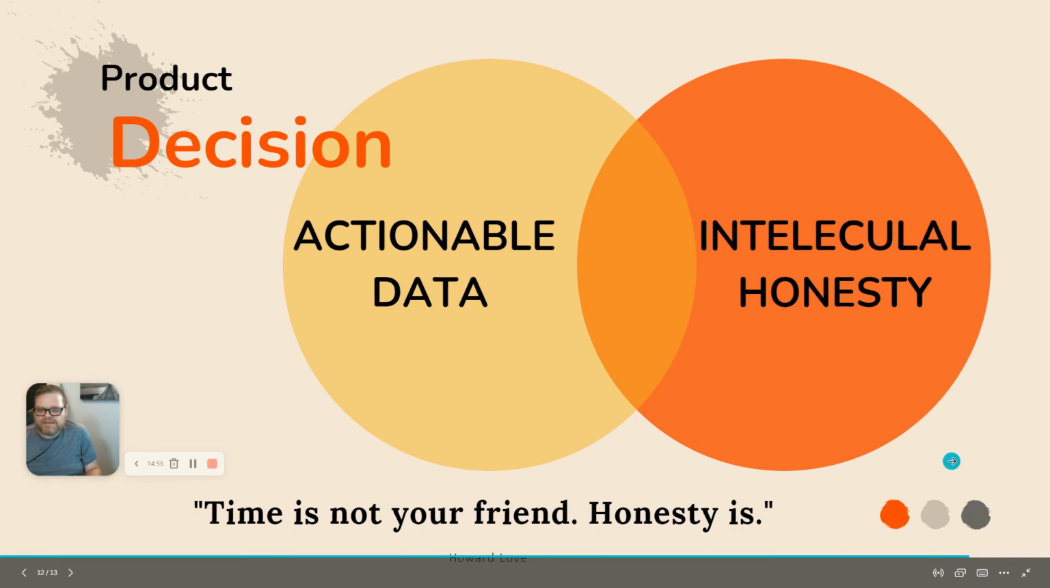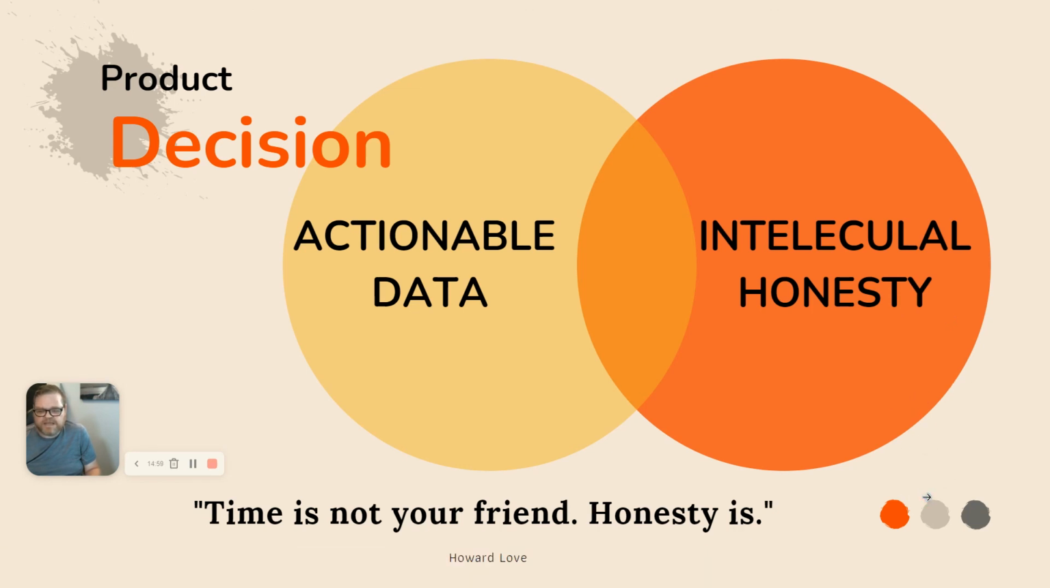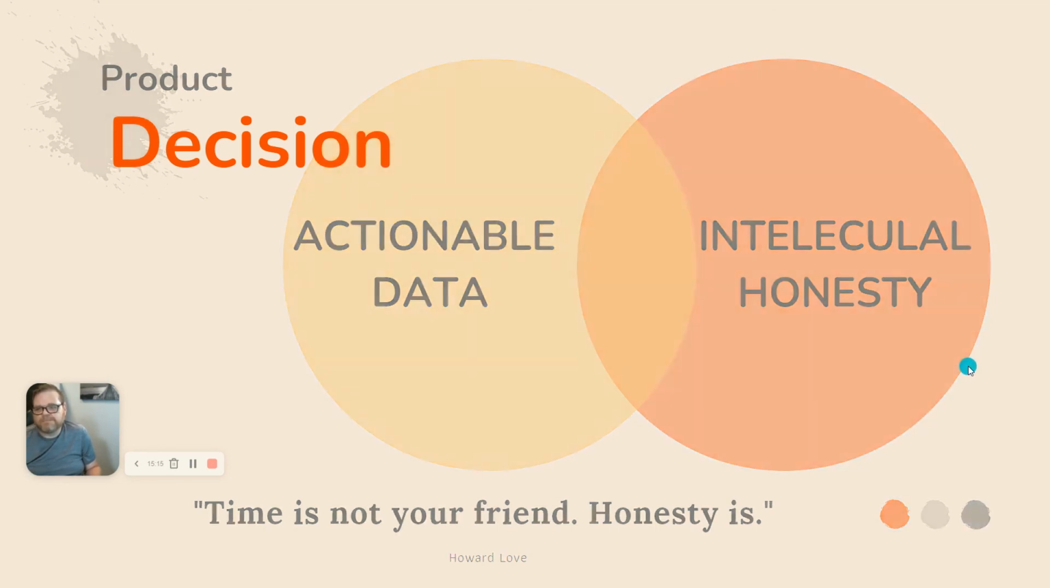Time is not your friend. This is from Howard Love. That's the J curve, the startup J curve. Time is not your friend. It's honesty: just get the data, be intellectually honest with yourself, and determine, should I kill this product or should I go on with it?